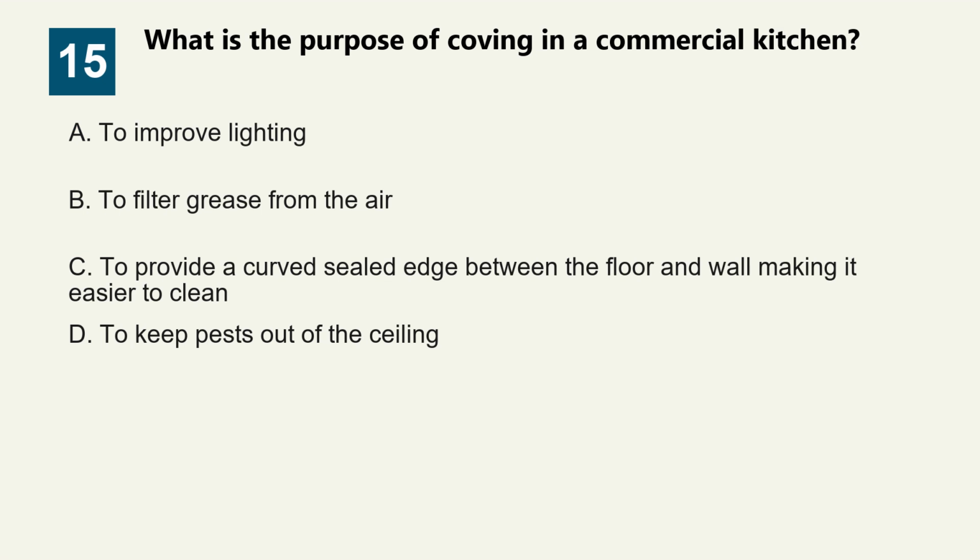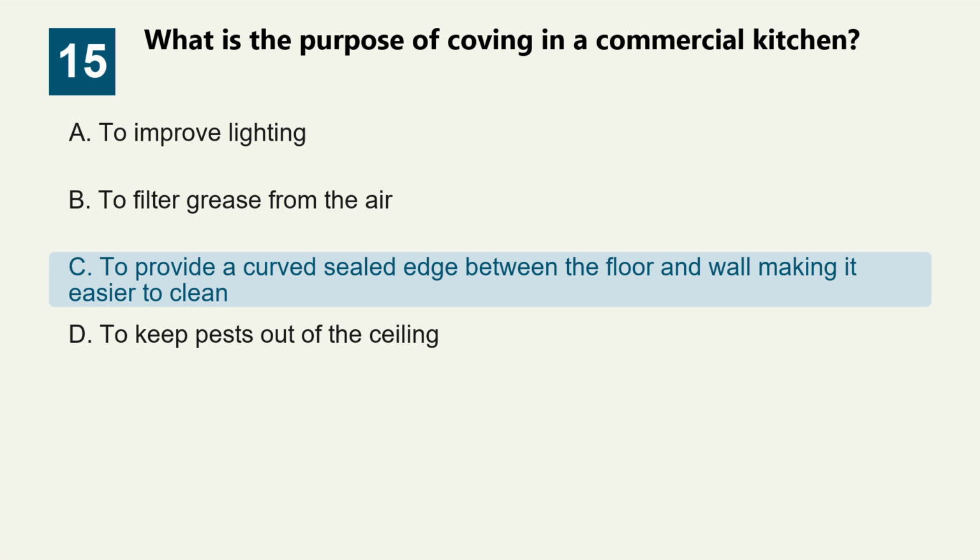Question 15. What is the purpose of coving in a commercial kitchen? Option A. To improve lighting. Option B. To filter grease from the air. Option C. To provide a curved sealed edge between the floor and wall, making it easier to clean. Option D. To keep pests out of the ceiling. The correct answer is option C.